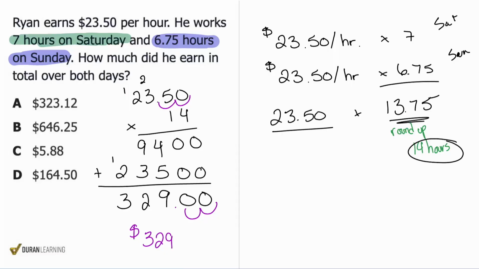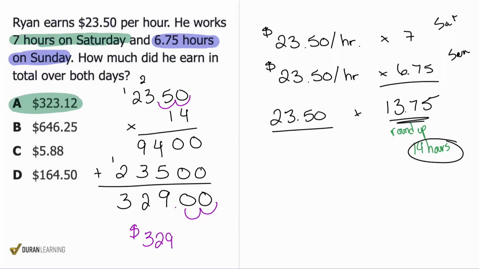Everybody, quick question. Because we rounded up to 14 hours, do we have to go up or down from the 329 to make ends meet? Yeah, we have to go down because, again, we overestimated by rounding up, so we have to go a little below what we achieved. So the answer that's just below 329, right here. Answer choice A, $323.12.